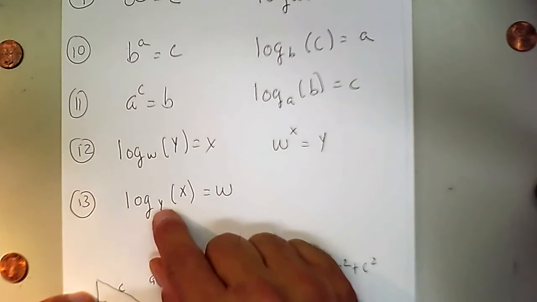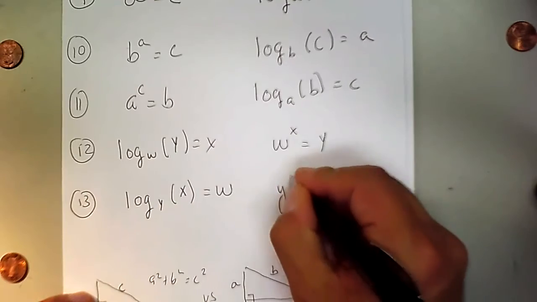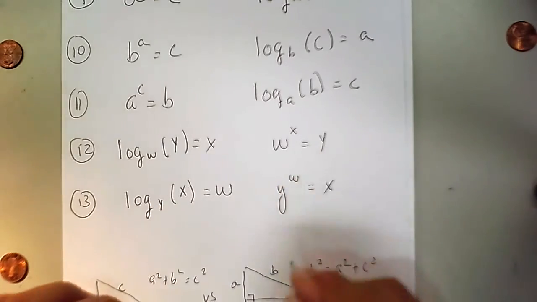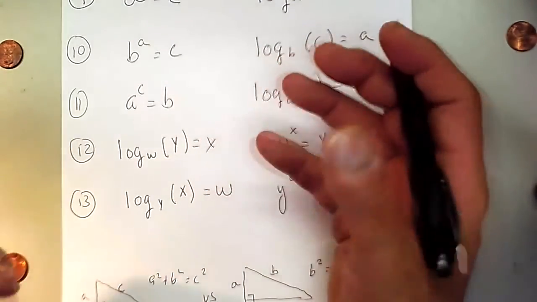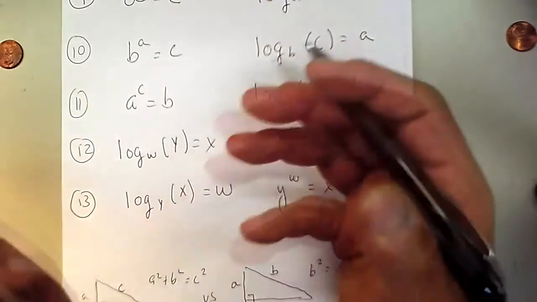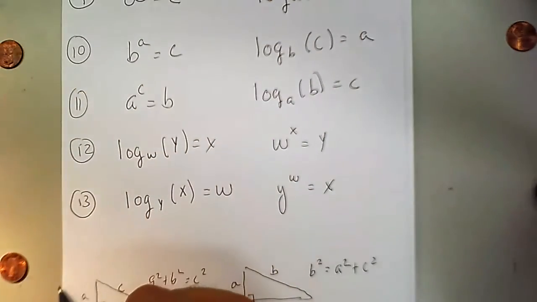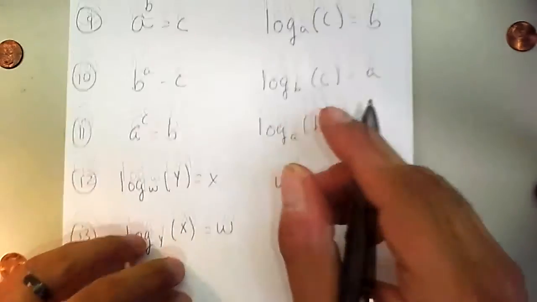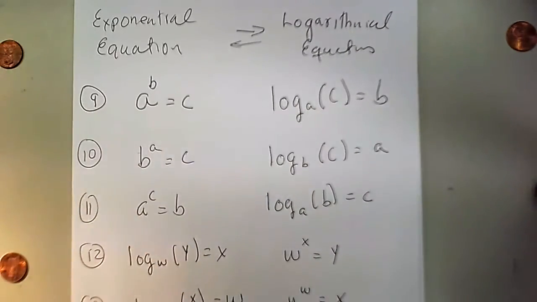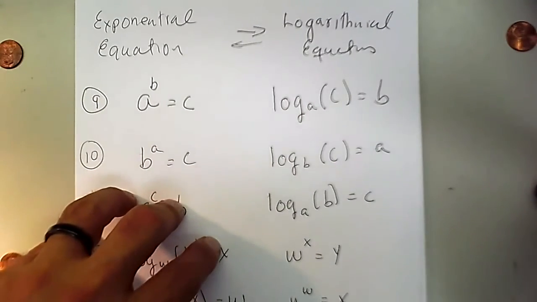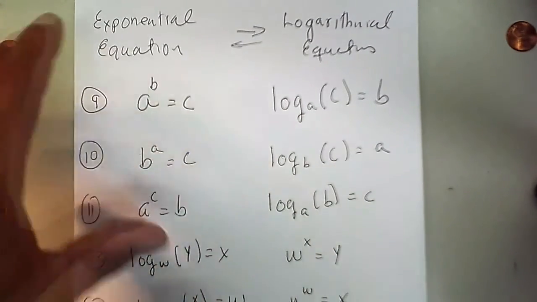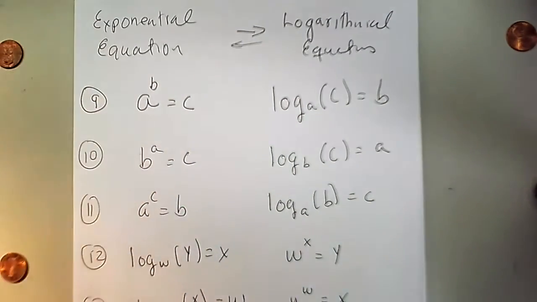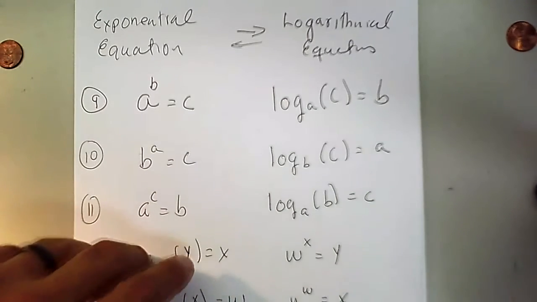Anyway, so here we have y to the w equals x. All of this is making us more comfortable with logarithms. All of these exchanges between logarithms and exponential functions, because exponential functions are easier, in my personal opinion, to understand than logarithms. And so going back and forth makes things much, much more comfortable.